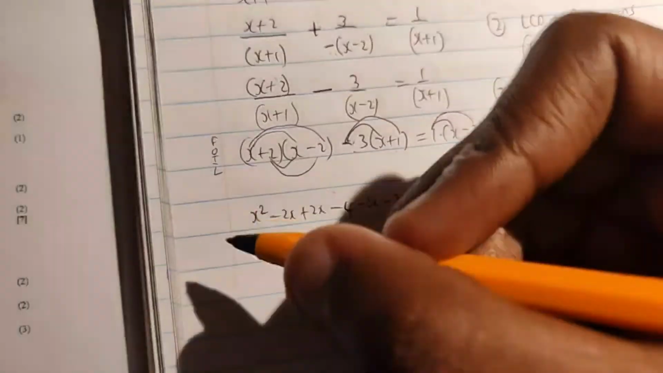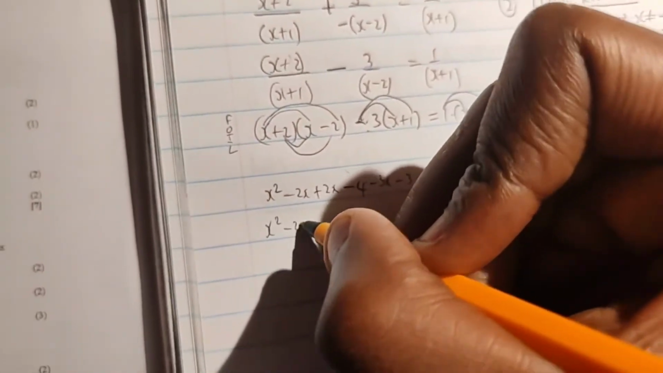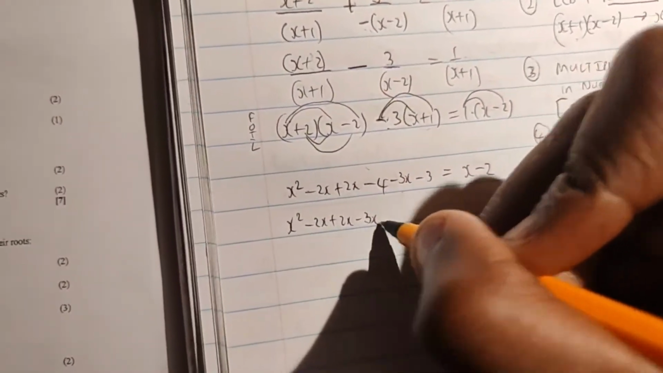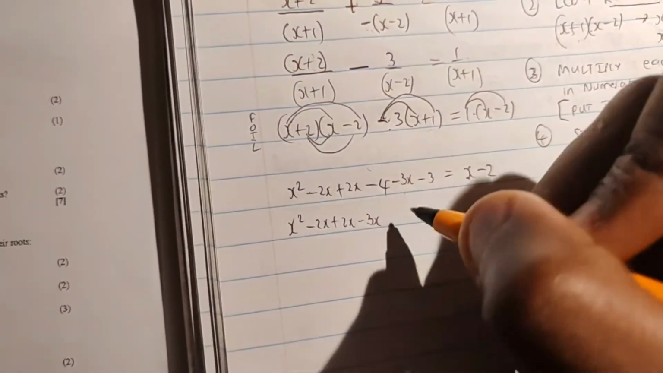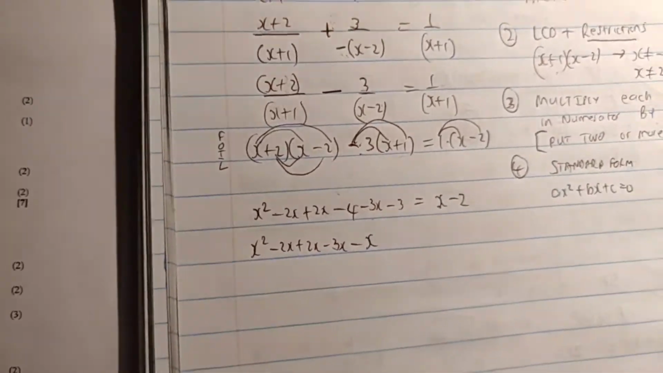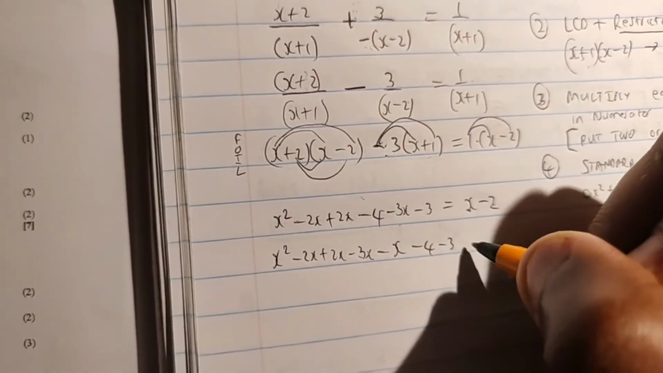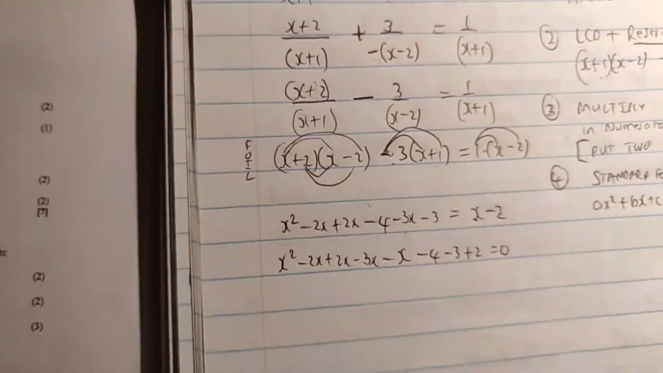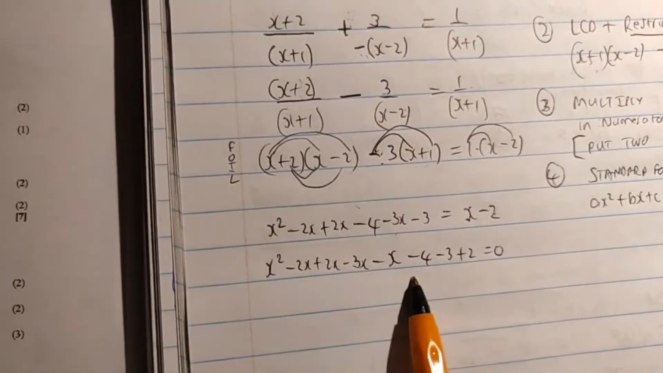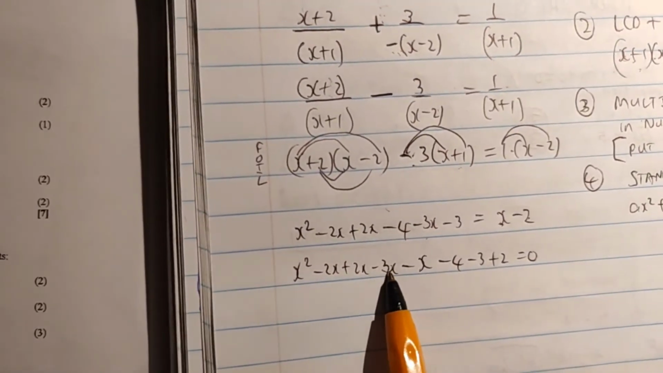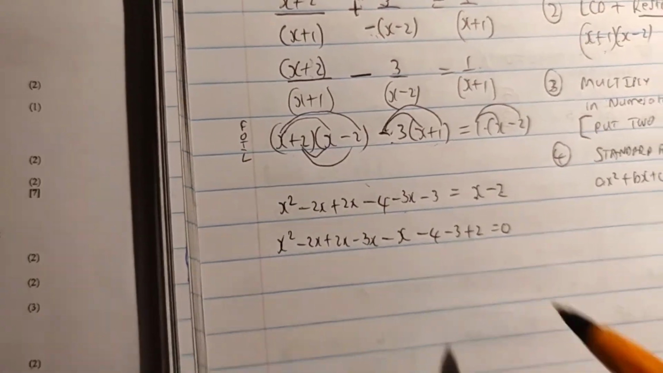We transpose and add like terms. Minus 2x plus 2x, minus 3x, we bring you closer. X, transpose the x, it turns to negative x. Minus 4 minus 3, take the negative 2 over, it's plus 2. Now we can add the like terms. Negative 2 plus 2 is 0. Negative 3x minus x is negative 4x.